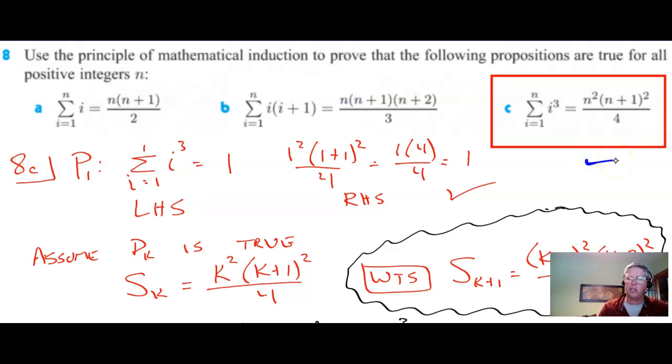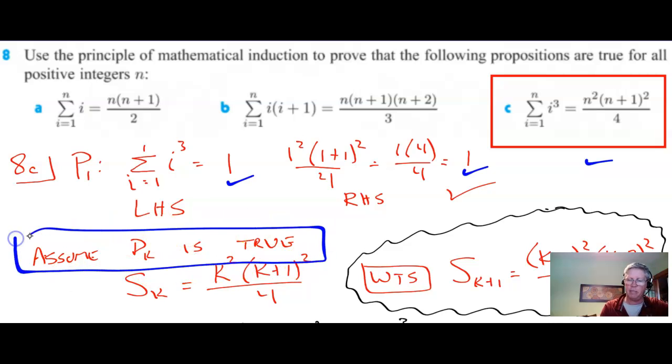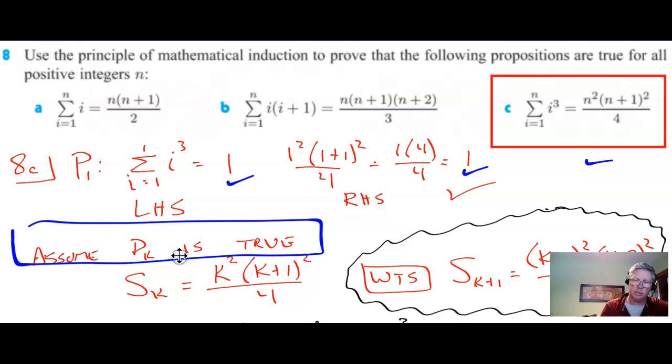If I add up perfect cubes. So the first case, the left-hand side, 1 cubed is 1. The right-hand side, I plug in a 1. I get 1 squared times 1. So I get a 1 in both. We're good to go. All right, we're going to assume the kth statement is true. What does that mean? The sum of the first k terms is going to be, and I look at this formula, k squared times k plus 1 squared over 4. Yep, very good.